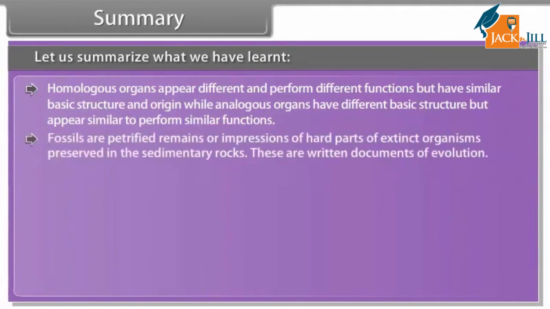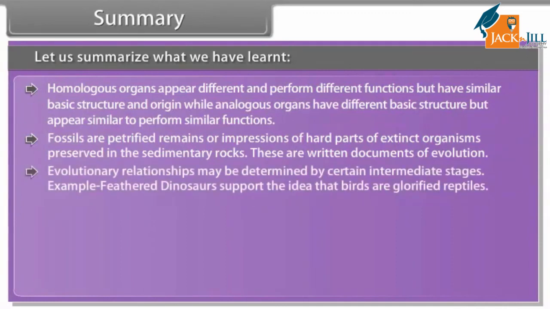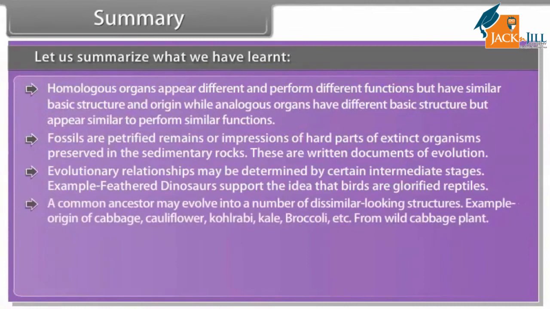Fossils are petrified remains or impressions of hard parts of extinct organisms preserved in the sedimentary rocks. These are written documents of evolution. Evolutionary relationships may be determined by certain intermediate stages. Example: feathered dinosaurs support the idea that birds are glorified reptiles. A common ancestor may evolve into a number of dissimilar-looking structures. Example: origin of cabbage, cauliflower, kohlrabi, kale, broccoli, etc.